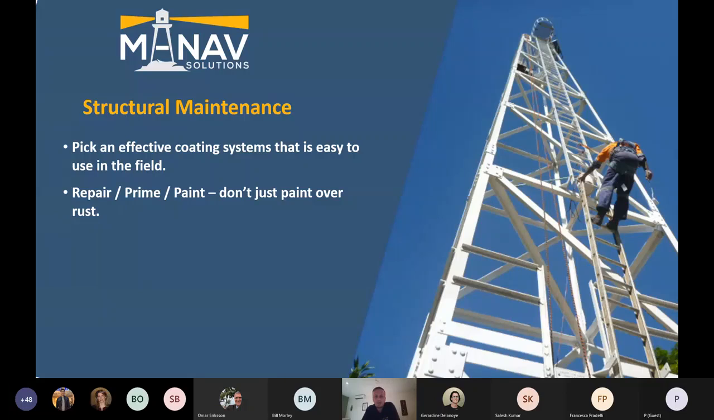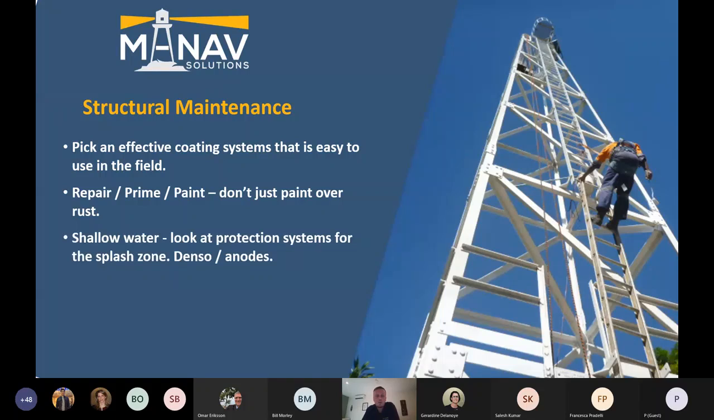Repair, prime and paint. Don't just paint over rust. This is another lesson we learnt, that having a bit of rust on a structure, the easiest way is to slap a bit of paint across the top, but this does not resolve the issue. So you really do need to repair that bit of corrosion. You need to prime it, you need to paint it. Sometimes that can mean the difference between doing it once every couple of years or once every 5 years.